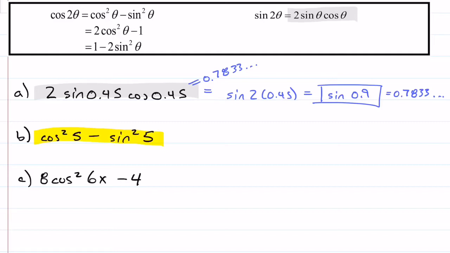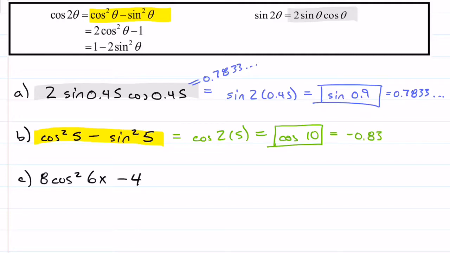For B, cos squared minus sine squared of 5, what I want to do is find where I see this up above. Again, I see cos squared minus sine squared as cos 2 theta. So theta is being replaced by 5. So I'm going to go to the left and change cos 2 theta to cos 2 times 5, since theta is 5. This is cos 10. You can punch this into the calculator and you get negative 0.839.